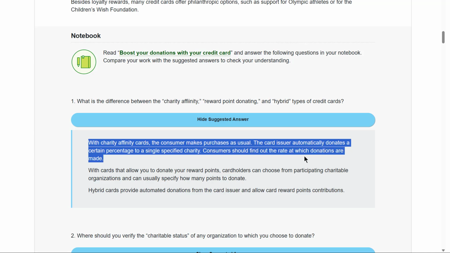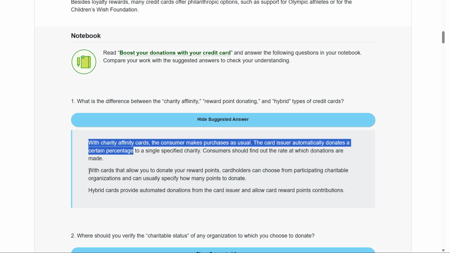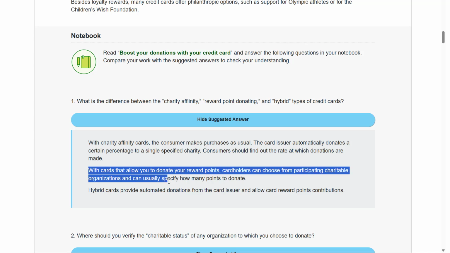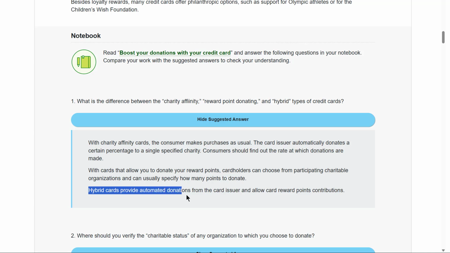Consumers should find out the rate at which donations are made. With cards that allow you to donate your reward points, cardholders can choose from participating charitable organizations and can usually specify how many points to donate. And hybrid cards provide automated donations from the card issuer and allow card reward points contributions. So sometimes with credit cards, if you want, instead of using your points on yourself for buying stuff, you can use them to donate the points.